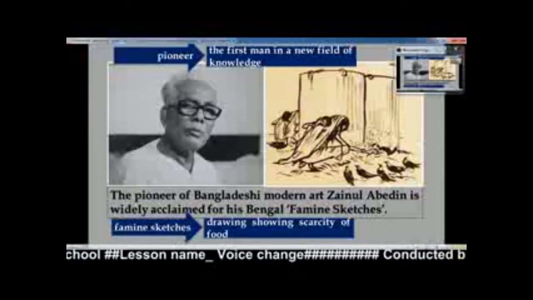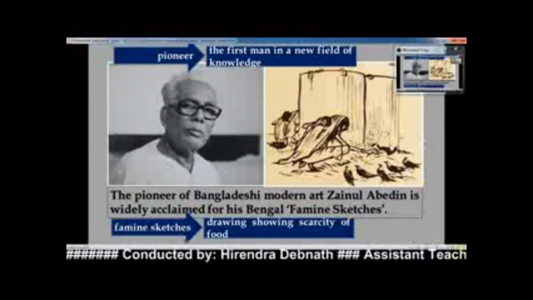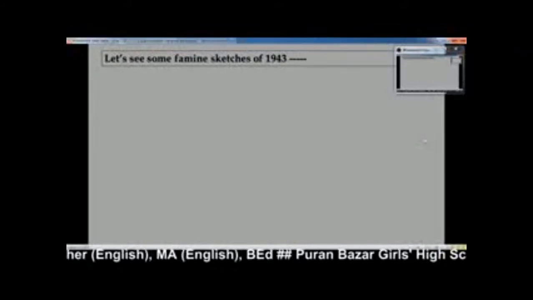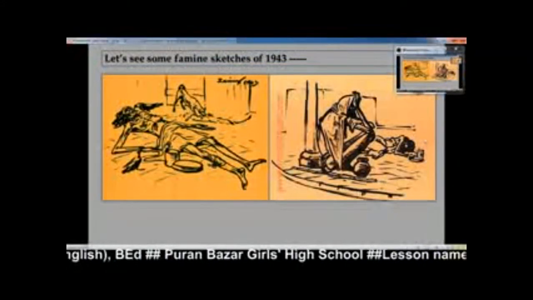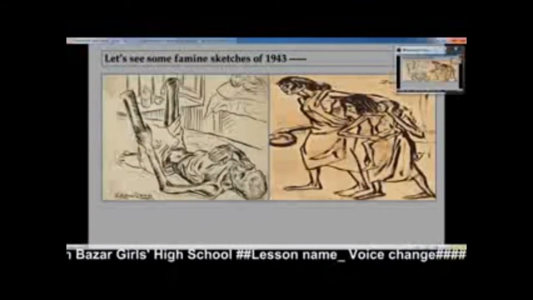So, dear learners, it has been said here that Zainul Abidin was the pioneer of Bangladeshi modern art and he is very much famous. He is extensively famous or celebrated in our country for his famine cases. Famine cases means drawings showing scarcity of food. Let's see some famine cases of 1943.